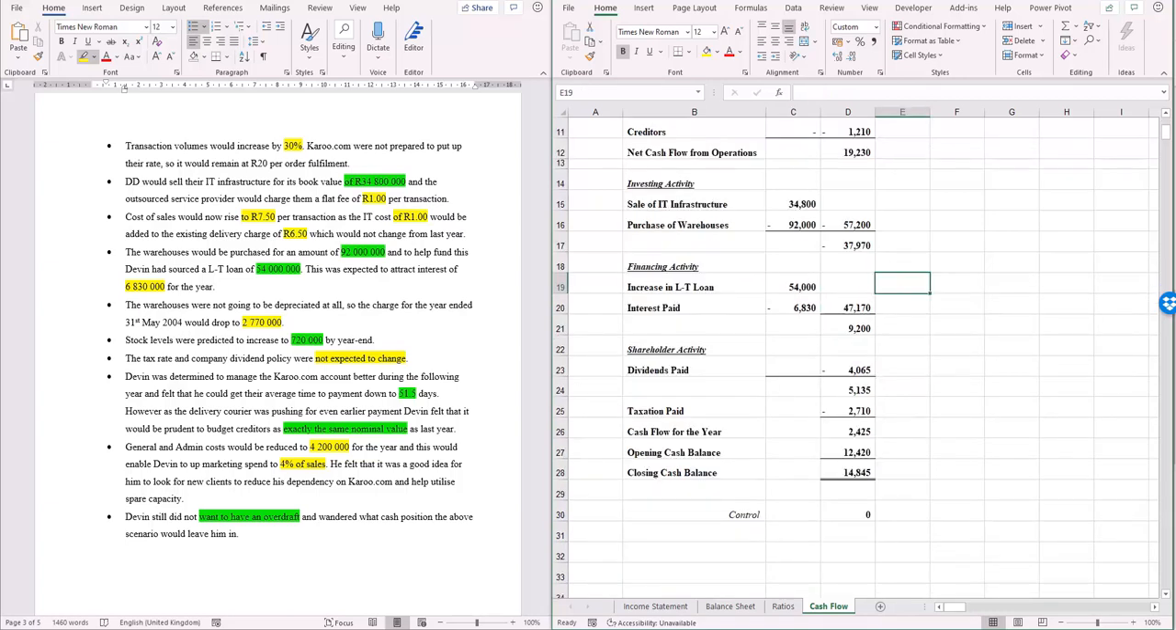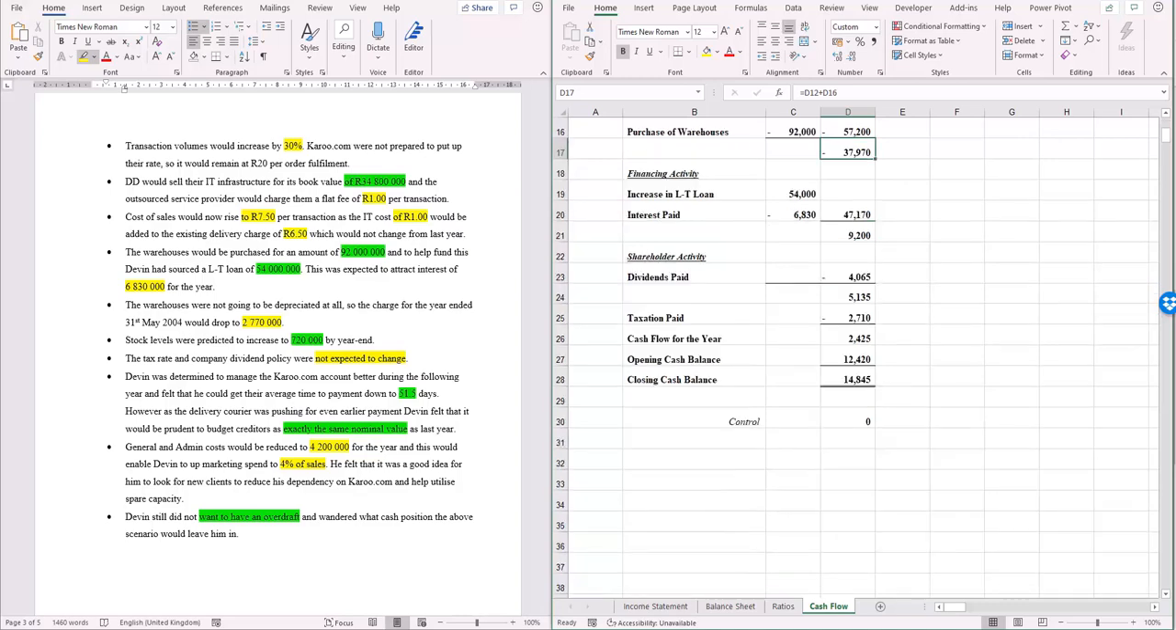Alright. Increase in loan, cash in. Interest paid, cash out. Just got to go and find the numbers and plug them in. Dividends paid, cash out. Tax paid, cash out. These numbers here are all subtotals. Normally I don't bother with them. This is just a slightly older case that I haven't updated the formatting on.